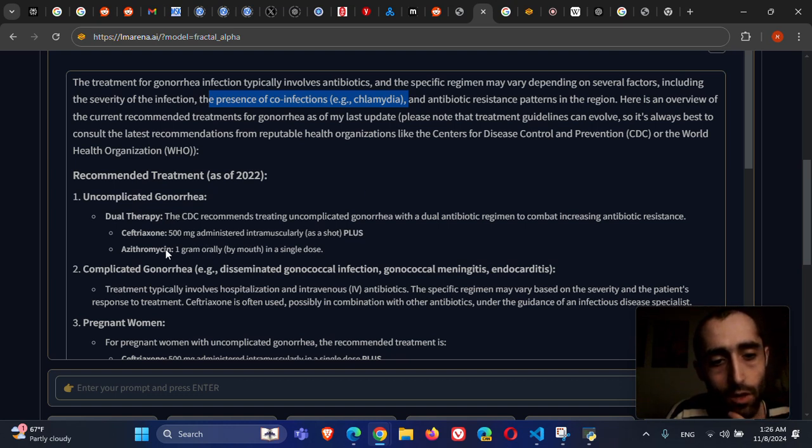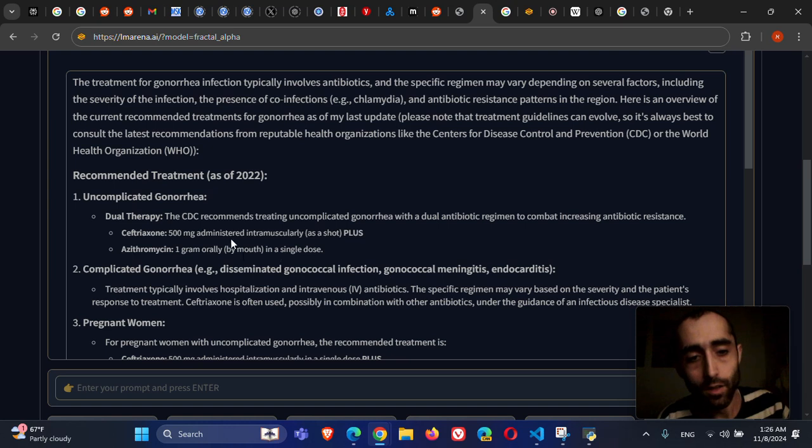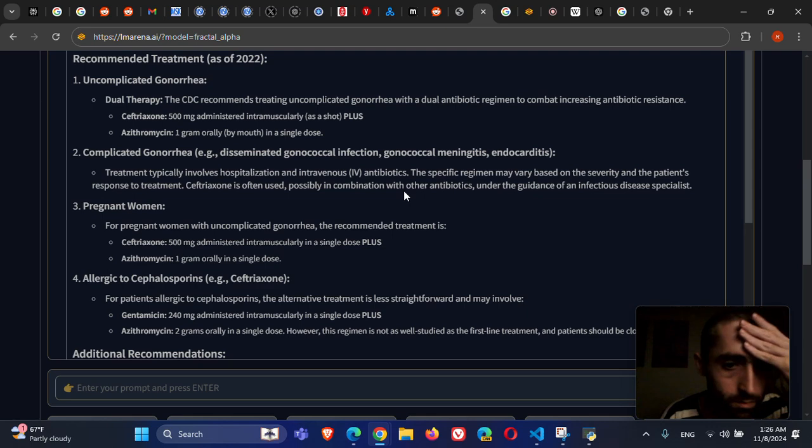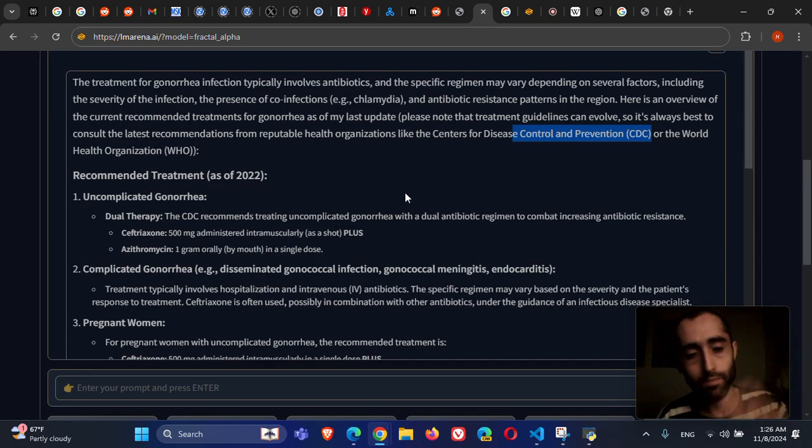Those recommendations, sometimes it is told that azithromycin can be used, but usually the most recent update that I know is from the CDC, which uses doxycycline, but most of the models tell you azithromycin. Okay, it's a good answer. Maybe it's because it's not totally updated.